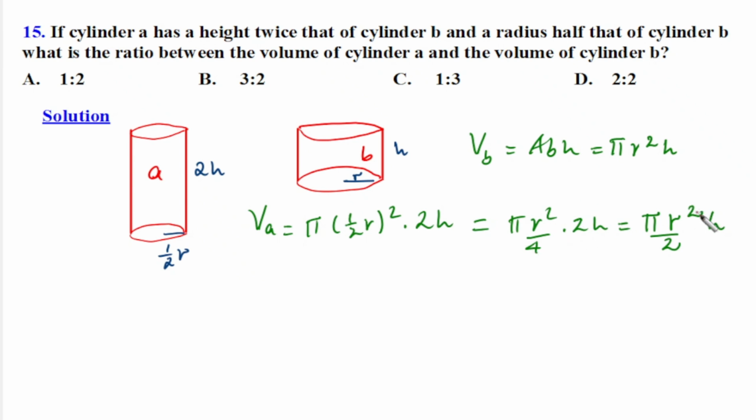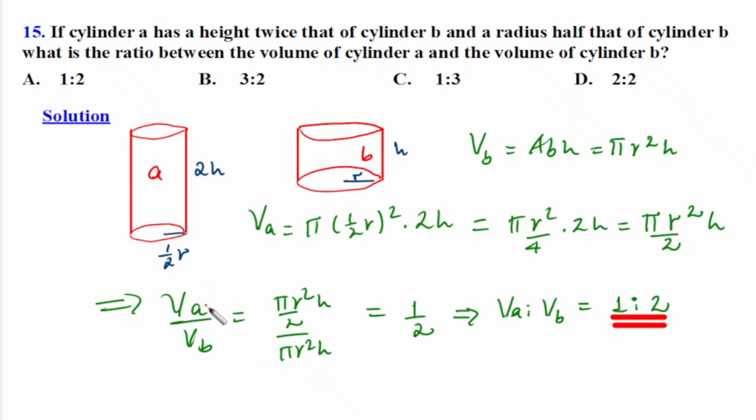When we simplify, we get pi r squared h over 2. When we find the ratio of the volume of A to the volume of B, pi r squared h will be cancelled out. So what is left? 1 over 2. Therefore, the answer is A.